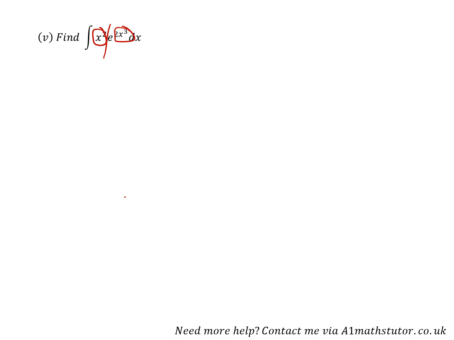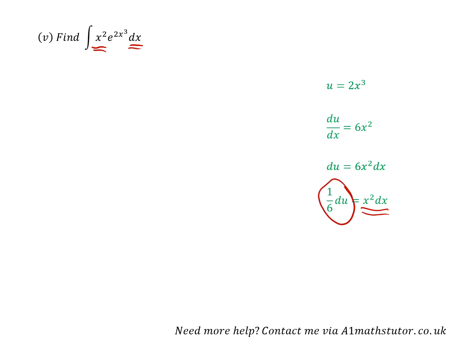So for my substitution, I'm going to make u equal to the exponent, the 2x cubed. Then differentiating that, du dx is 6x squared. So I can rearrange this to give me an expression for x squared dx. And that's useful because I've got x squared dx here. So I can replace the x squared dx with 1/6 du. And the e to the 2x cubed becomes e to the u.